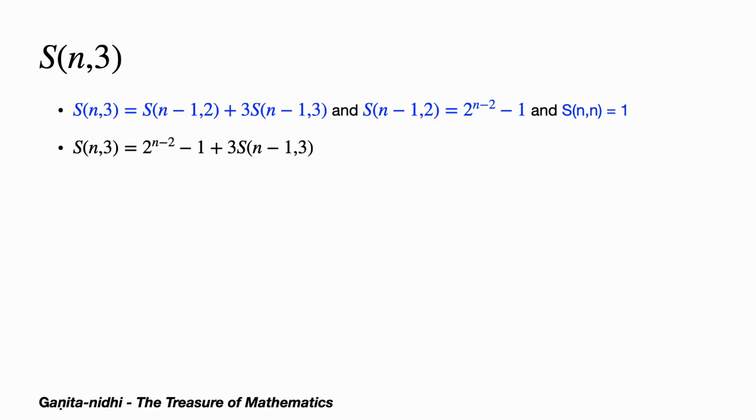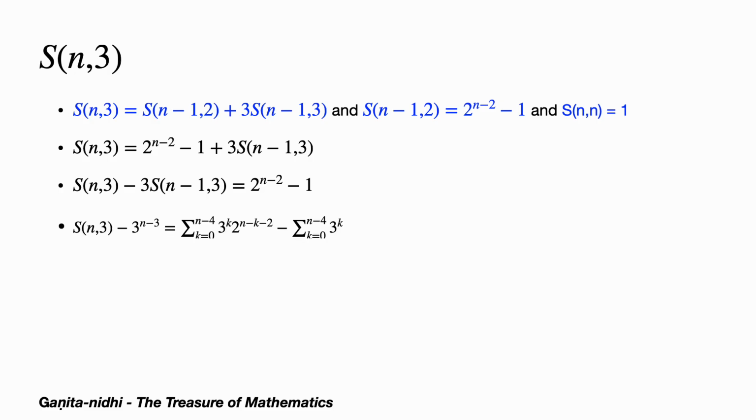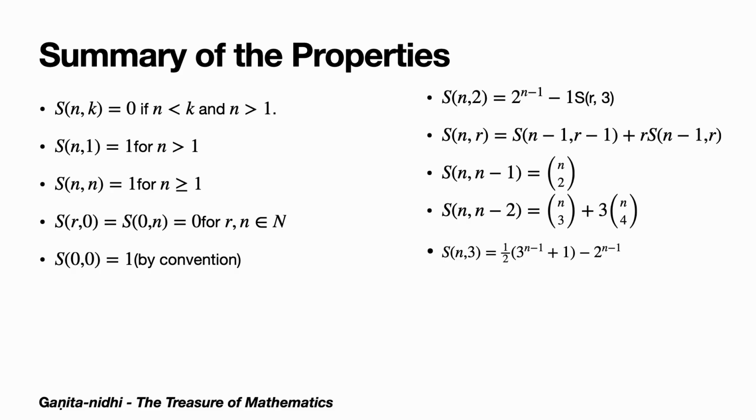Now we put the value of n minus 1 subset 2 in this first recurrence equation, and we slightly simplify it, take an expression to the other side, and it's a fairly straightforward recurrence equation. You solve that, you basically have to sum up these geometric progressions, and you can simplify this to get this expression as the value of n subset 3. And this is the summary of all the properties that we've discussed.